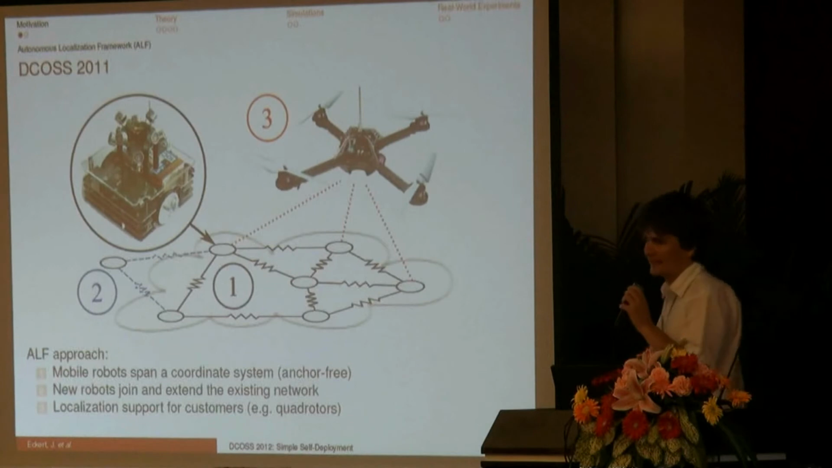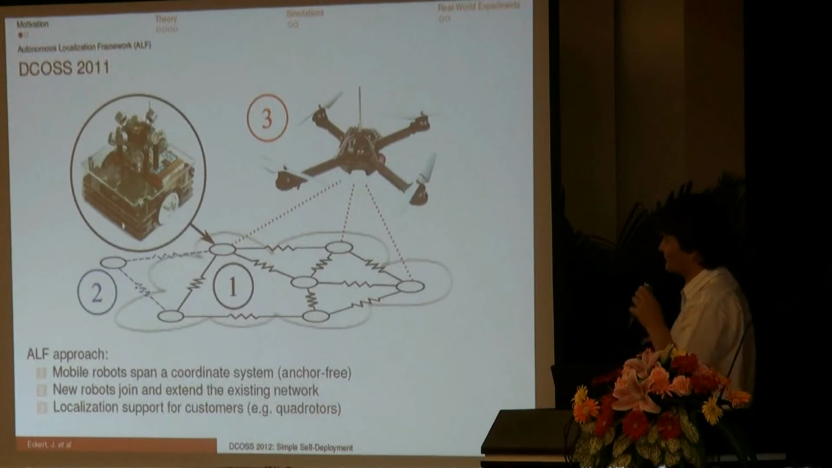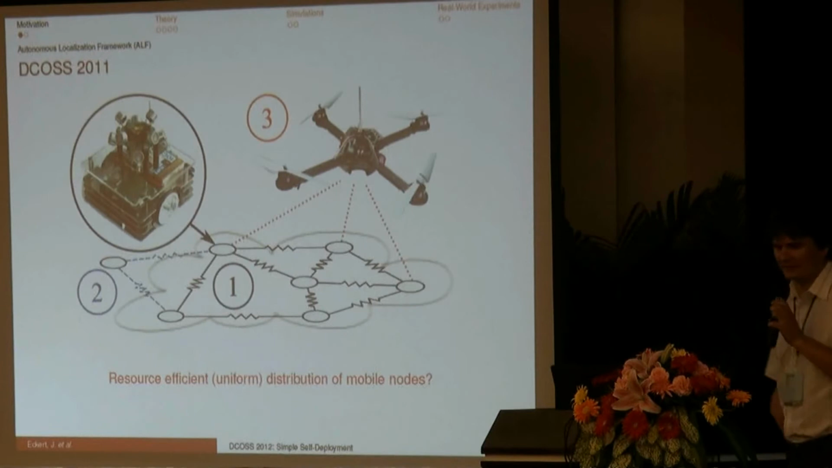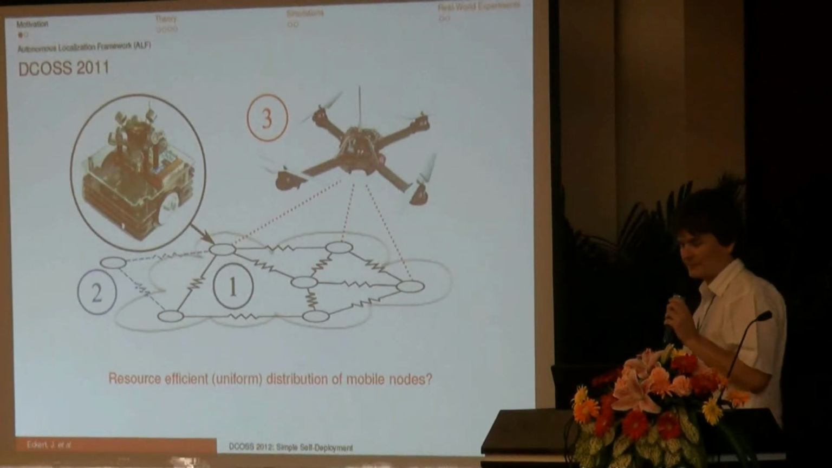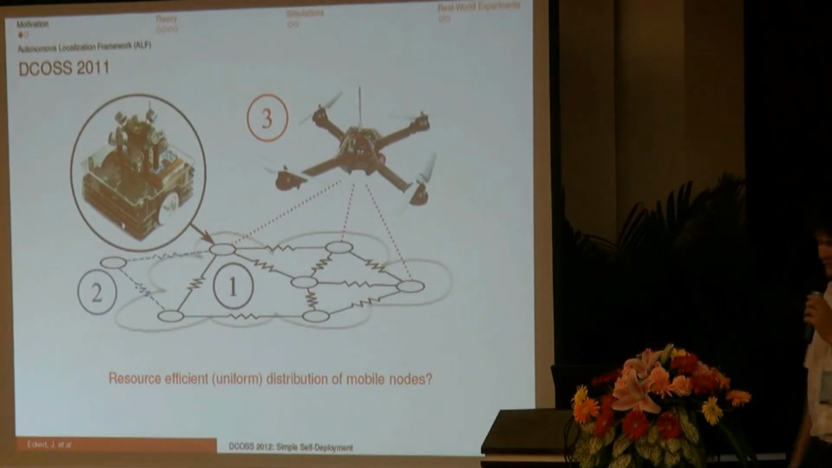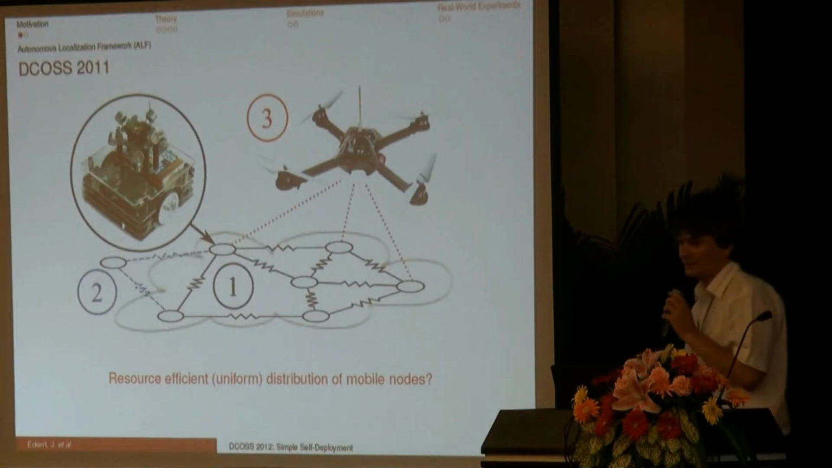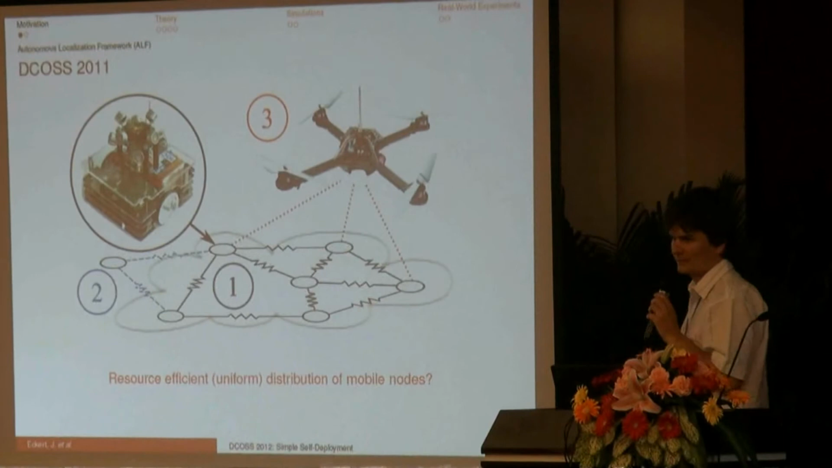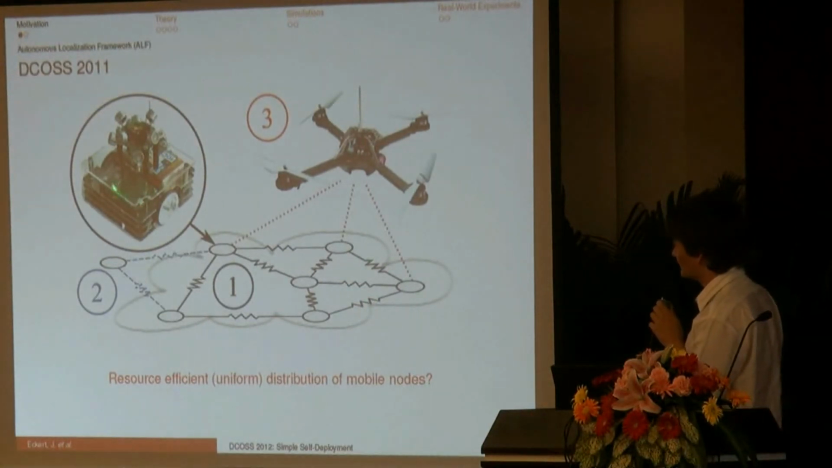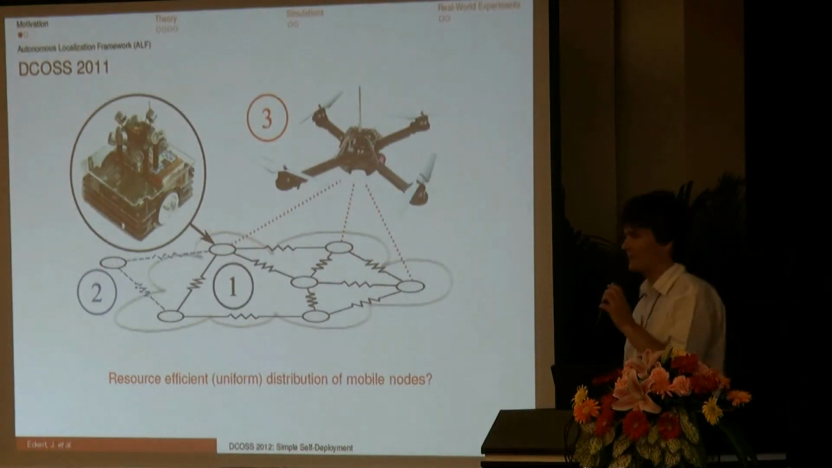Last year, we silently assumed that we already have a uniformly deployed swarm in our environment, and today we will shed light on how we can distribute mobile robots in a resource-efficient way, and preferably as uniformly as possible. In the course of this talk, I will show some evaluations done with our robot platform as well as with our quad rollers, but our actual target platforms are much smaller.